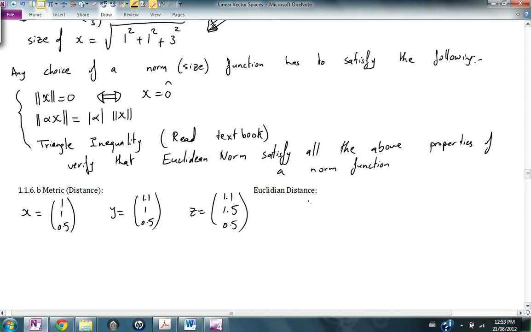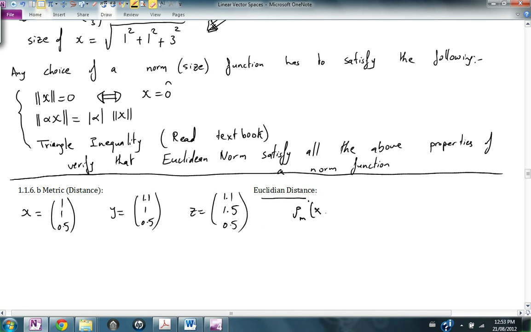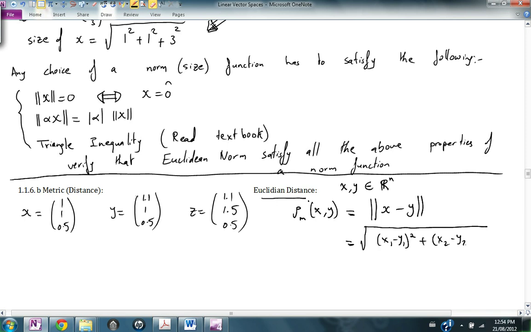The distance that we're using in this course is the Euclidean distance. The Euclidean distance between two vectors is equal to the Euclidean norm of the difference between those two vectors. So let's say x and y live in Rn. This is equal to the square root of x1 minus y1 squared plus x2 minus y2 squared, and so on, up to xn minus yn squared.